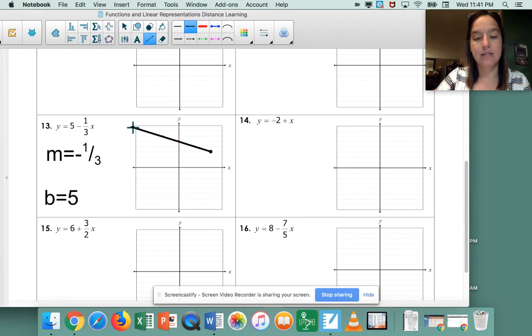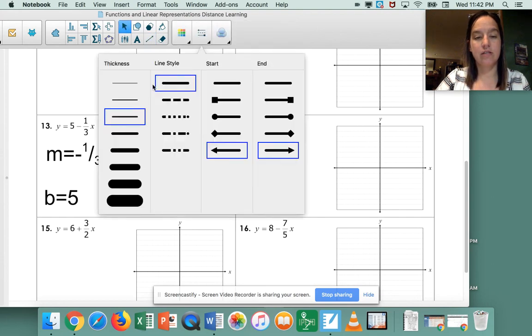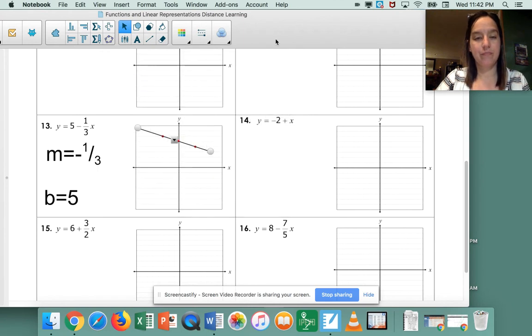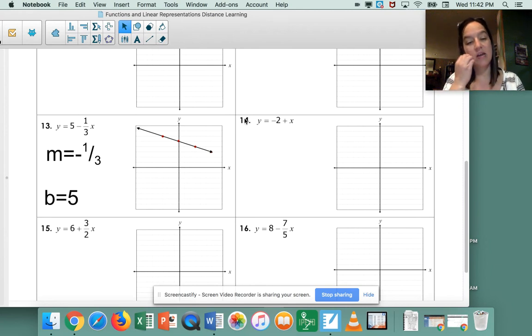All right. Oh, I turned into a darker line that I'm not a huge fan of. There we go. So let's change that real quick to be thinner. There we go. All right, so there's my line.